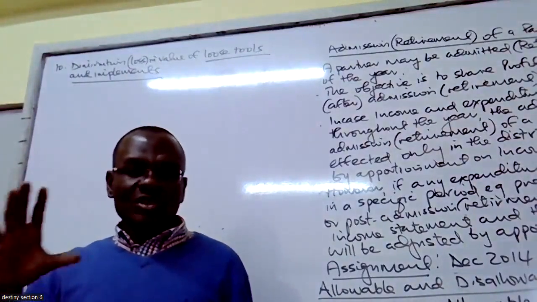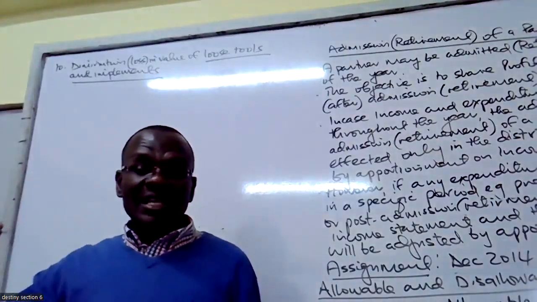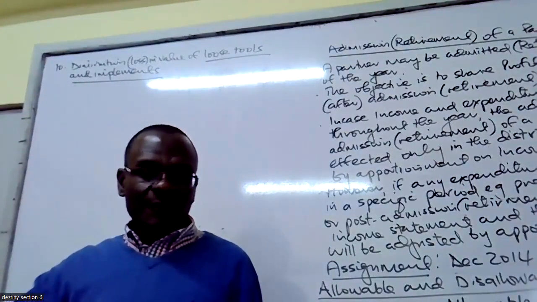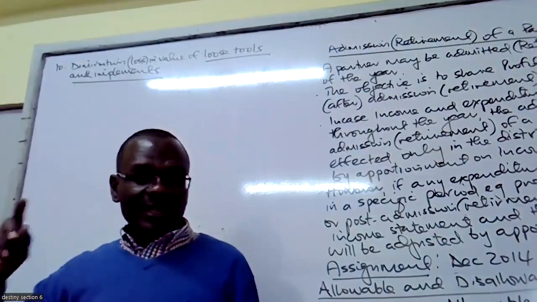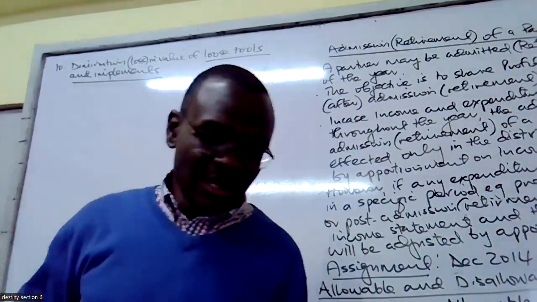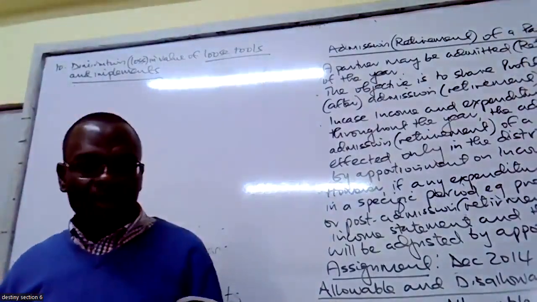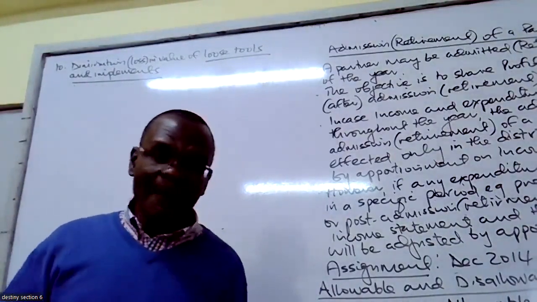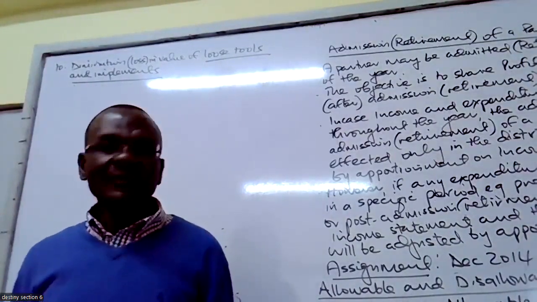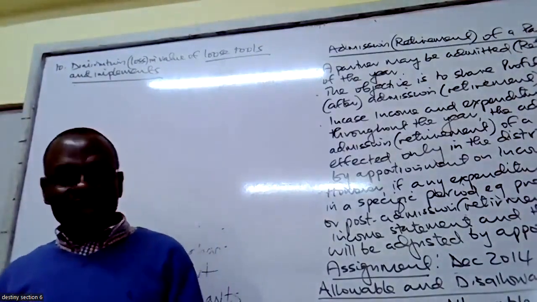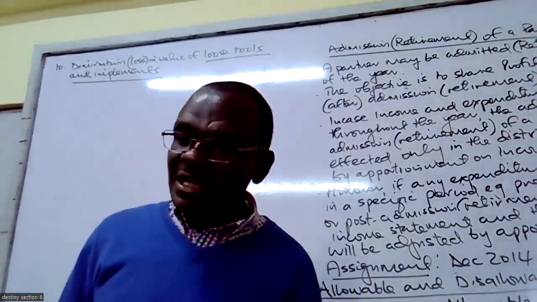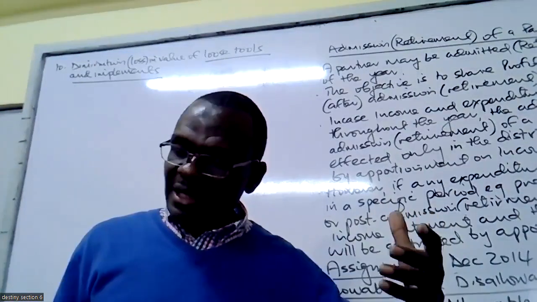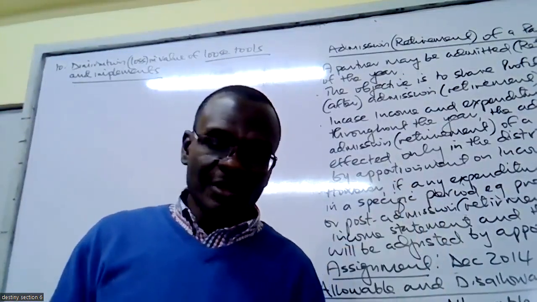So any contribution to research in a research institute or university recognized by the Commissioner for Research is an allowable deduction. Then number 15, contribution by the employer on behalf of the employee to a registered pension scheme. So if the employer makes contributions on behalf of his employees to a registered pension scheme, then it's allowable as a deduction. That was number 15.